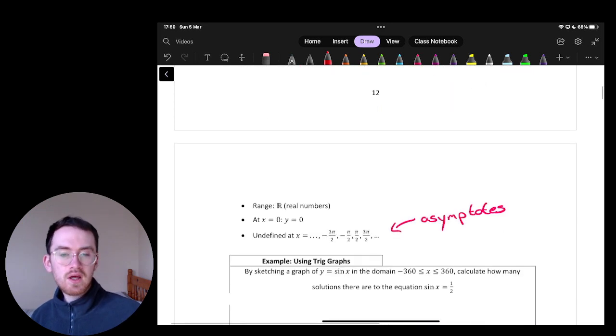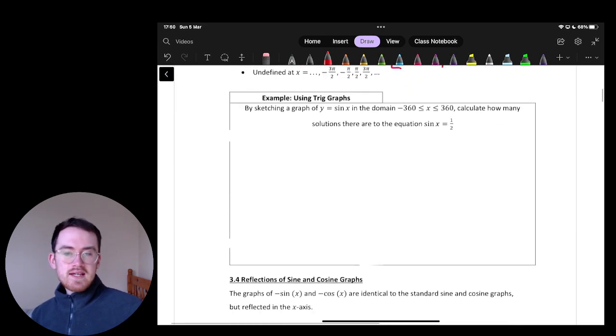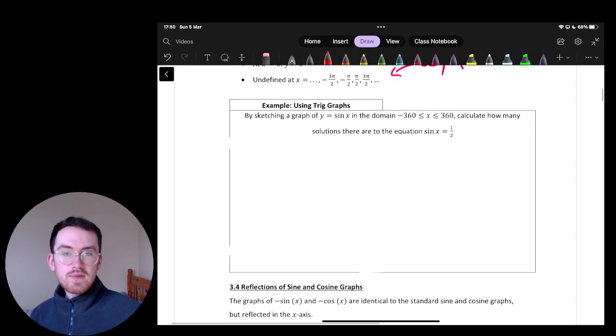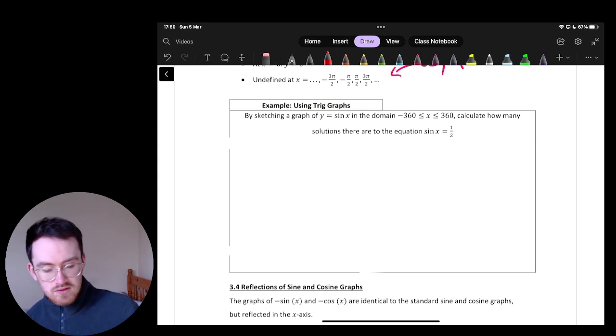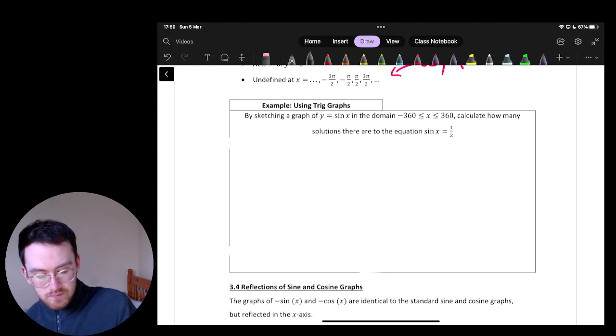So looking at how we use all that information, we're looking to sketch a graph of y equals sine x in the domain minus 360 is less than or equal to x is less than or equal to plus 360. So let's have a look.